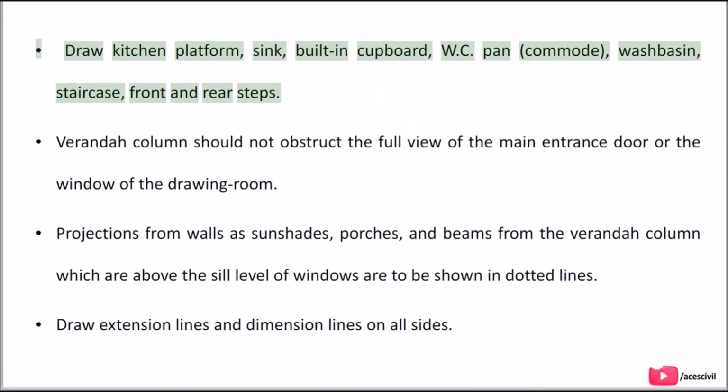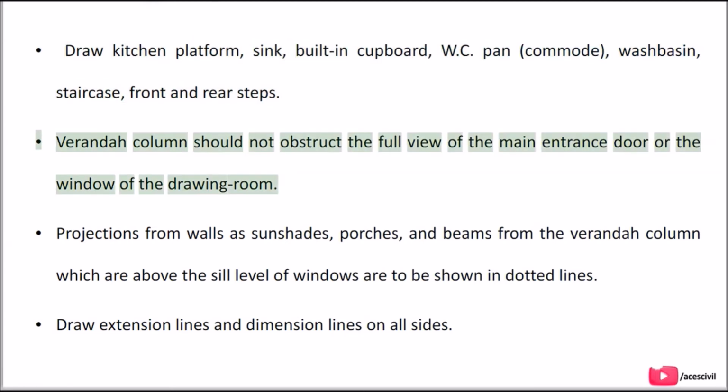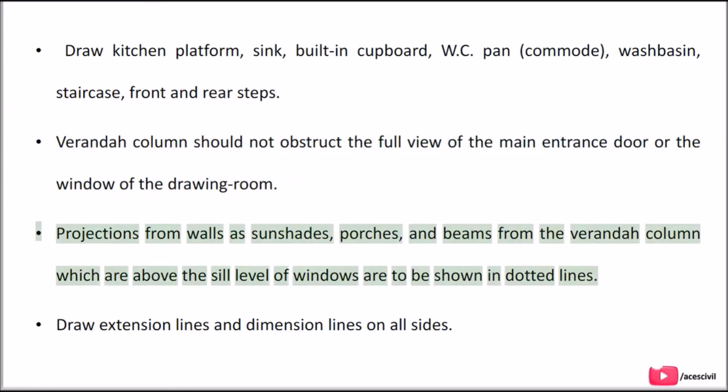Draw kitchen platform, sink, built-in cupboard, WC pan, commode, wash basin, staircase, front and rear steps. Veranda column should not obstruct the full view of the main entrance door or the window of the drawing room. Projections from walls as sunshades, porches, and beams from the veranda column which are above the sill level of windows are to be shown in dotted lines.